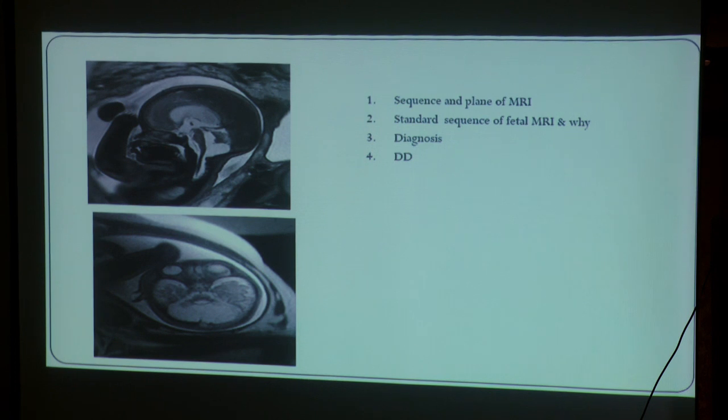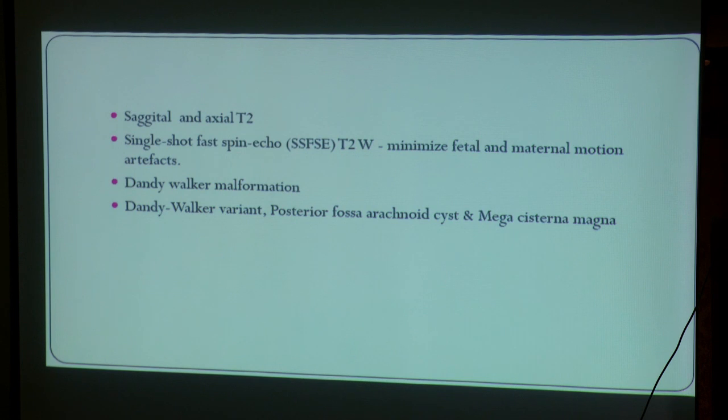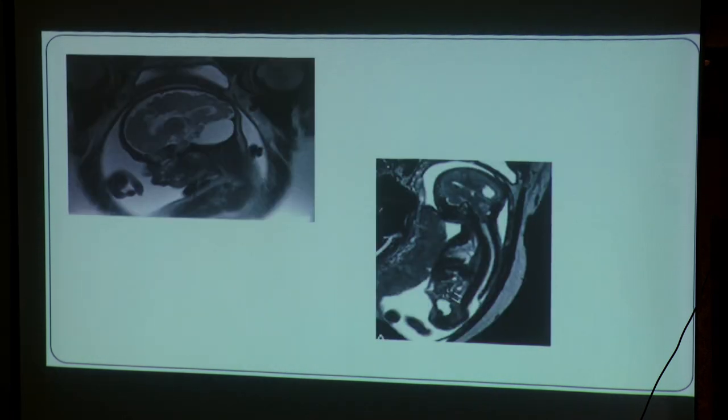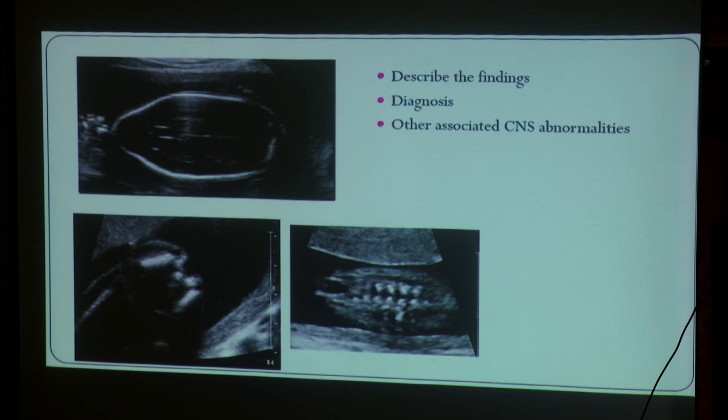This again, fetal MRI, we have the fetal brain. There is a cystic structure in the posterior fossa, and the cerebellum is small, atrophic. It is a case of Dandy-Walker malformation. Differentials will be Dandy-Walker variant, posterior fossa arachnoid cyst, megacisterna magna. Here we have associated neural tube defect, posterior defect in the spine.